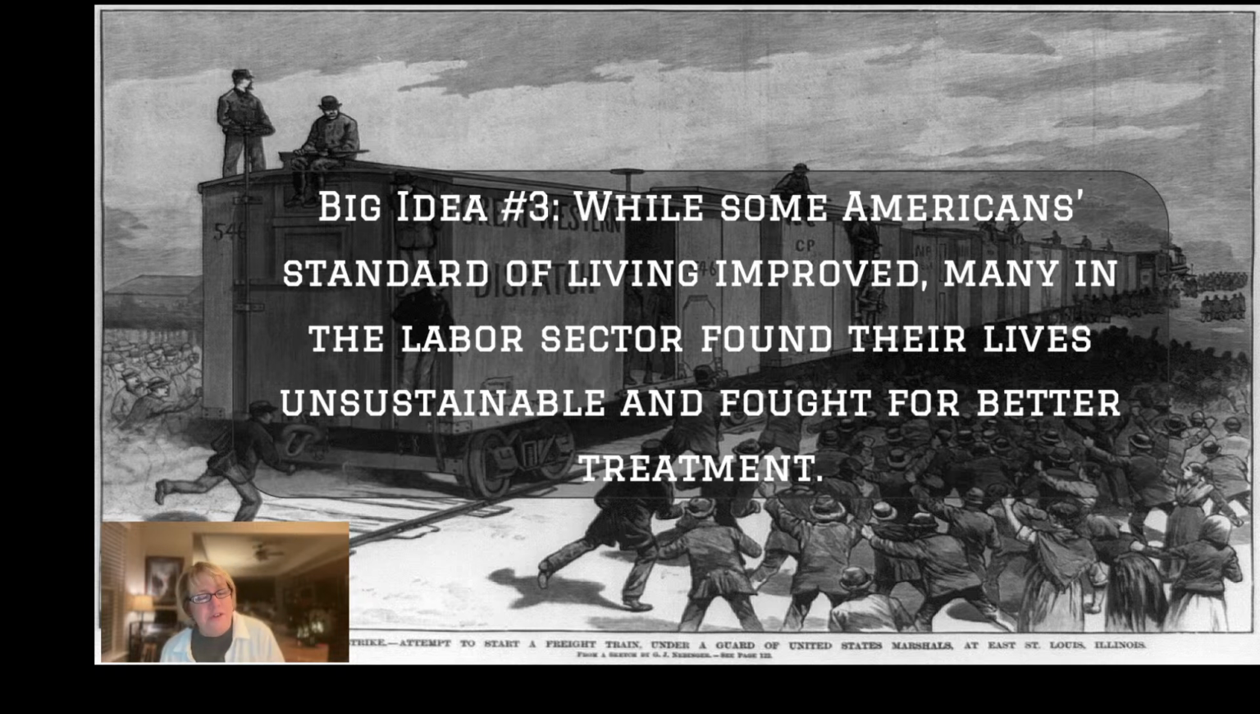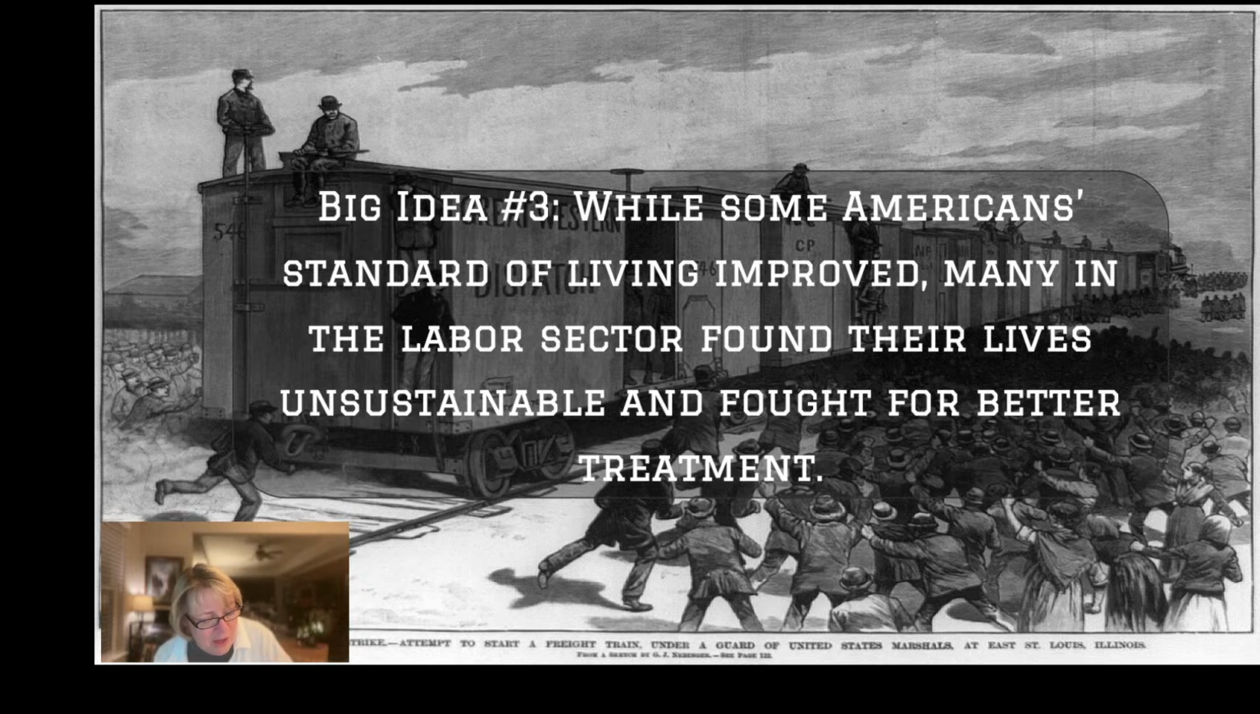And as a result of this, you're going to see organizations start to come together to essentially represent this working class. And I'm talking about the rise of the labor unions. Labor unions are when workers come together and unionize. They create an organization in order to work towards improving their wages and improving their working conditions.